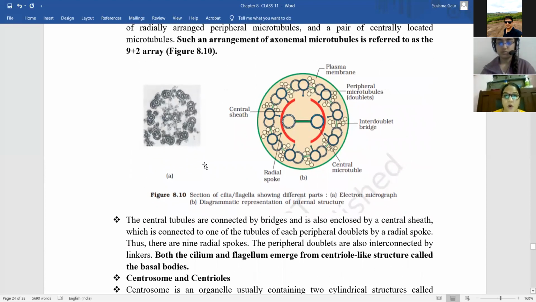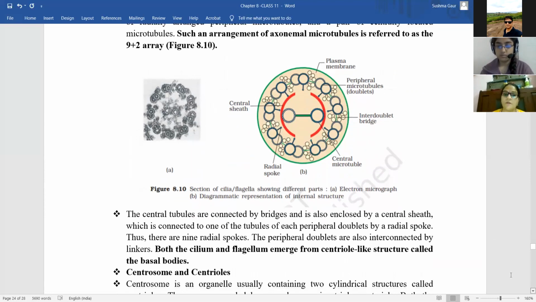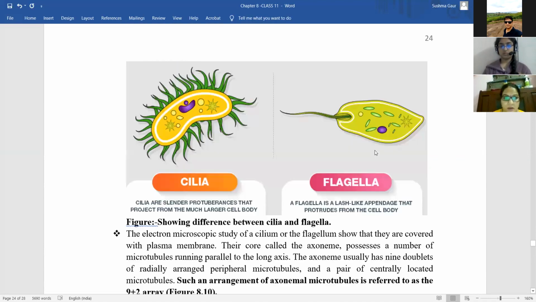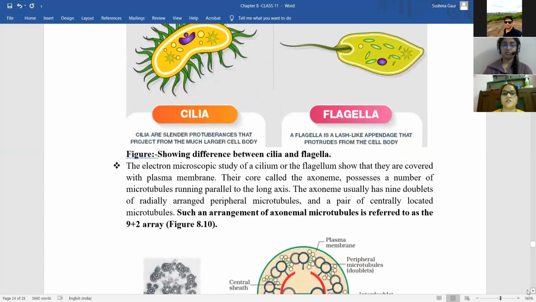So this is the diagram of cilia and flagella. This outer layer represents the outer membrane, the plasma membrane. You can see the diagram later on. They consist of central tubules. These are the red colored structures, responsible for orientation, and they are connected by a bridge enclosed by a central shaft, which is connected to one of the tubules. I think I skipped something. One minute. Yes, I have skipped this.